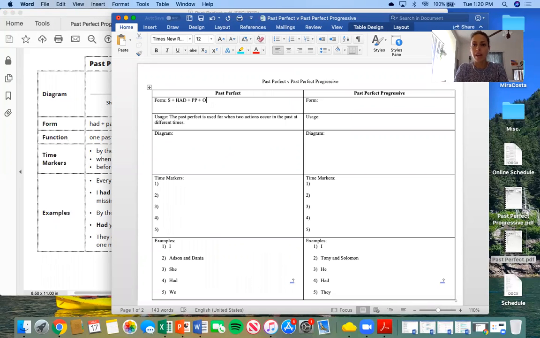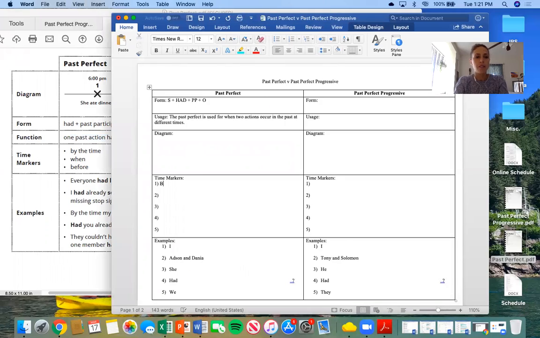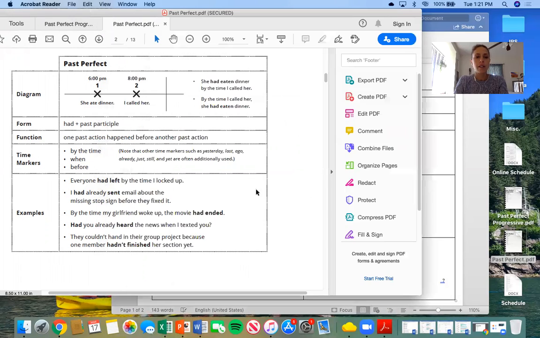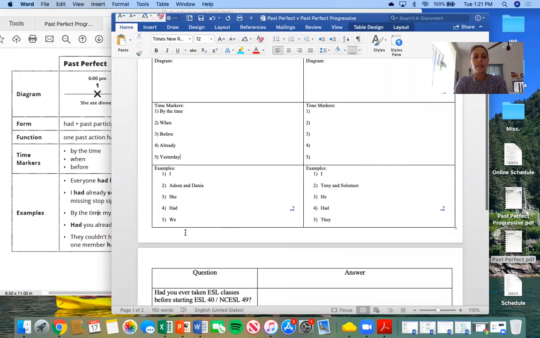Okay. So one action happened before another past action. We got it, right? That's what we said. So our time markers, we have by the time, when, and before. And then we have also all these adverbs of time as well. Yesterday, last, ago, already. So we can use those as well. So let's add some here. So by the time is a very common one. When, before, let's see, already, and let's say yesterday.